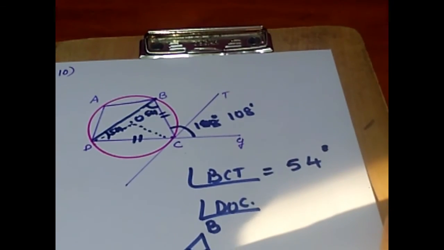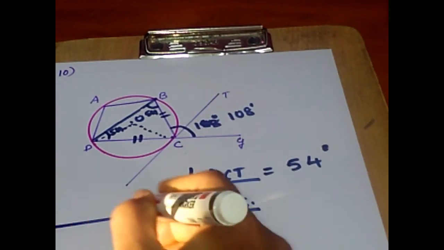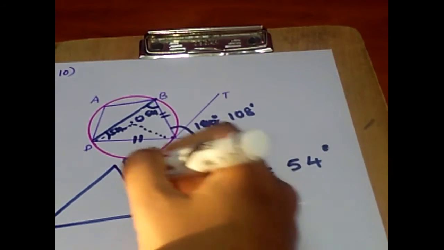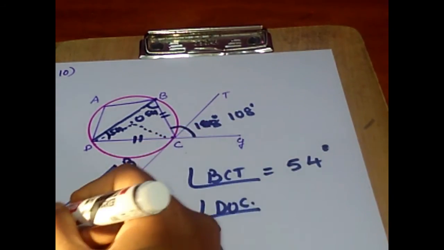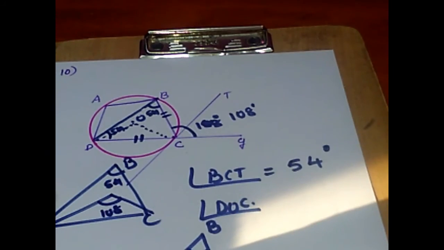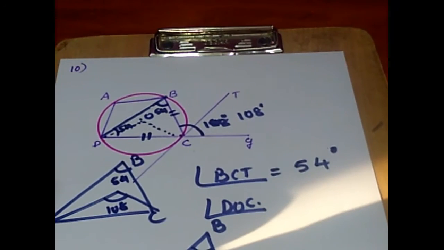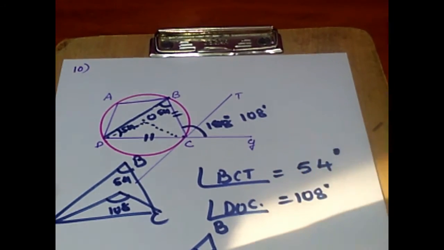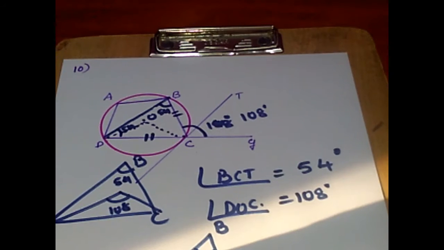Now how to calculate angle DOC? Very simple. Just now we know that DBC is 54. Hence DOC will be equal to 108 degree. Angle at the center is twice the angle at the circumference. So angle DOC is equal to 108 degree. This is the solution for question number 10.